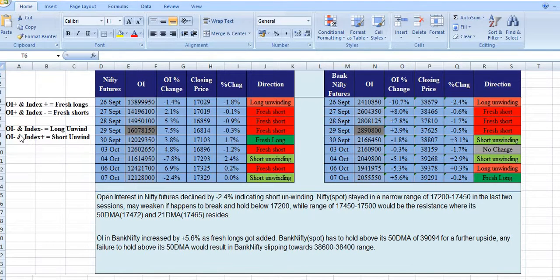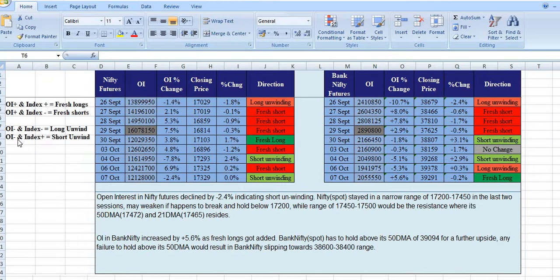In another case, if open interest is negative and index is also negative, then it is long unwinding. You can see here on 26th September, open interest is down by 1.4 percent while index is also down by 1.8 percent. So the longs are being unwound. Profit booking is happening in long positions.